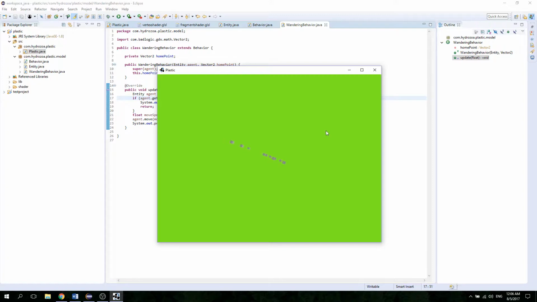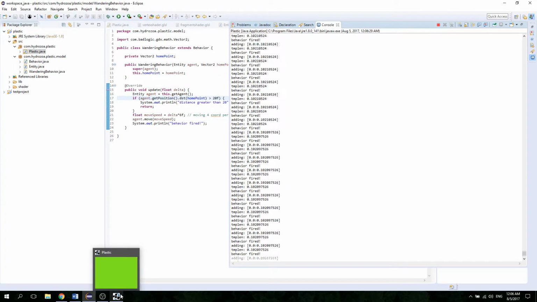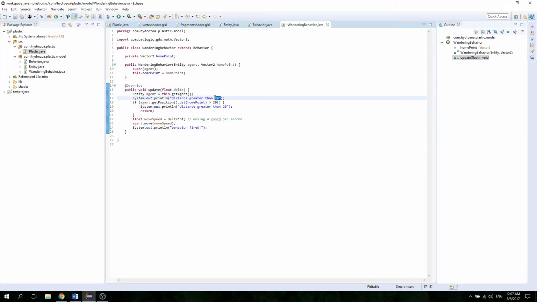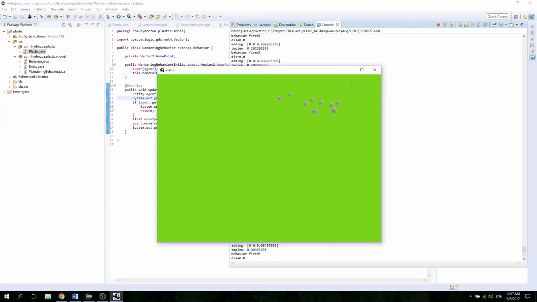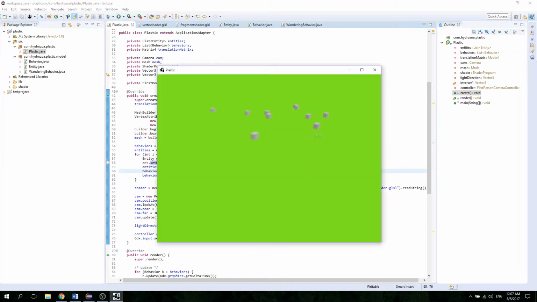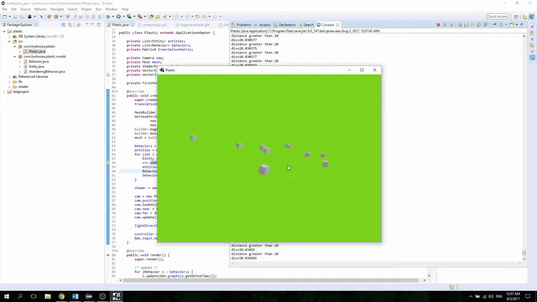And they refuse to stop, even though I said to them, if you're more than 20 units away from your home point, you should stop. They didn't. Turns out I didn't copy a vector in one place. That's important. Now they stop. See?